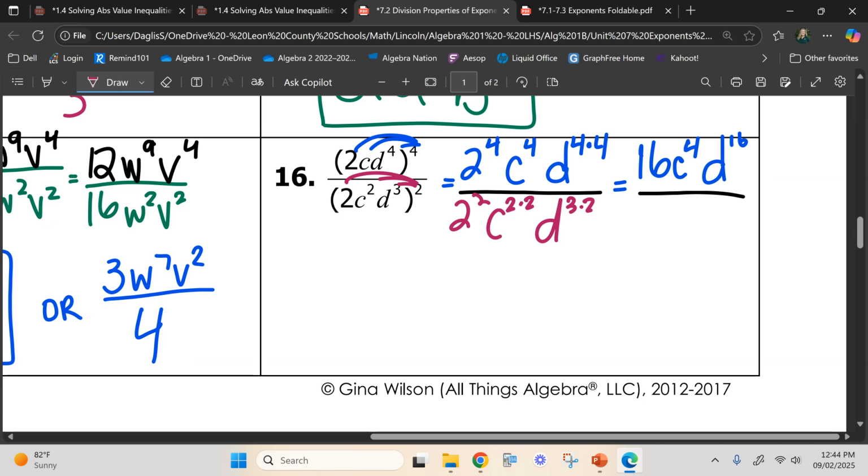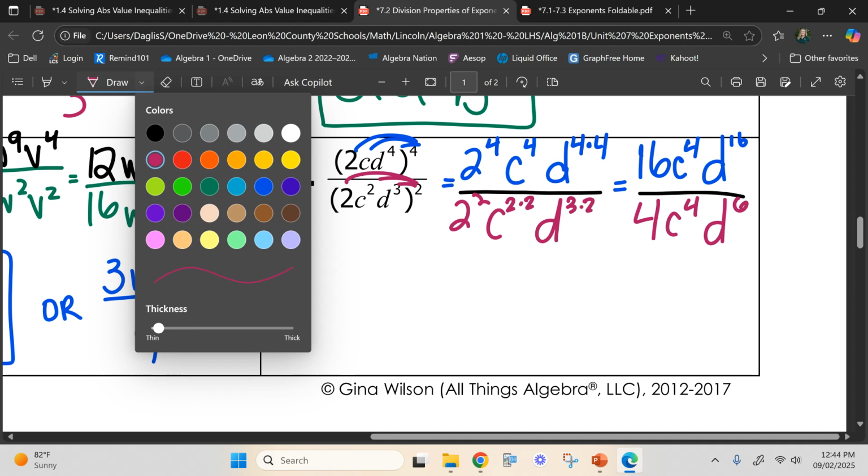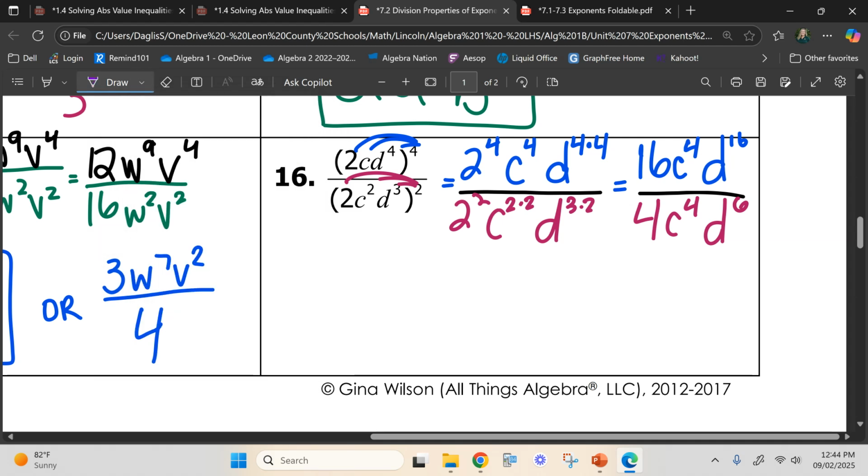All right, what is 2 squared? 4. What's my new exponent for C? 4. What's our new exponent for D? 6. Nice. Here we go, guys. 16 over 4 is 4, right? Yes. 16 over 4 is 4. What's the C? C to the power of 0, which is just 1. They cancel out. It kind of looks like a giant number 1, doesn't it? They cancel out. And then D, yep, to the power of 10.